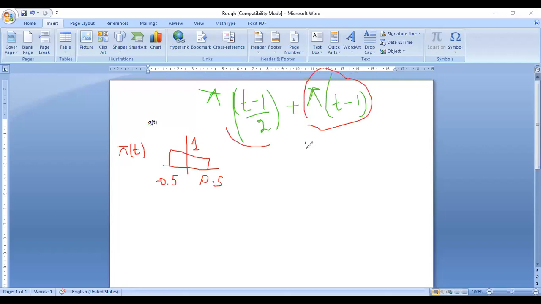So I will do first phi of t minus 1, then I will go to phi of t minus 1 by 2. So phi of t minus 1, I will choose a different color and do it. So it is minus 1. That means one position we have to shift.